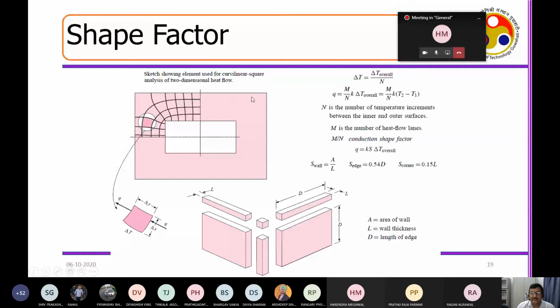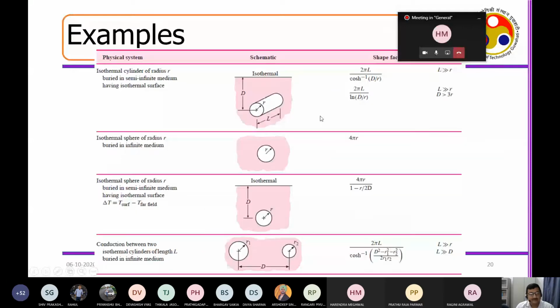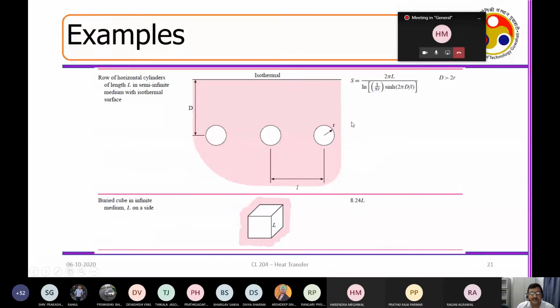So from all this, what happened? You are able to get different types of shape factors, for cylinders, for an isothermal sphere. Different types of conditions were created to build a huge database of different types of engineering geometries which are prevalent, and you can see that S was calculated.